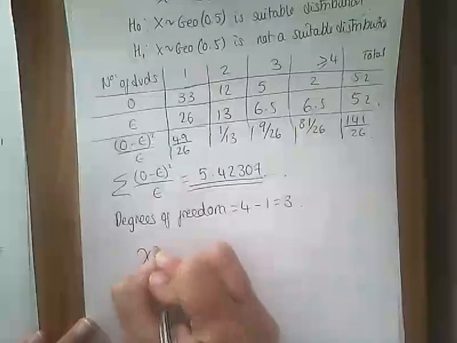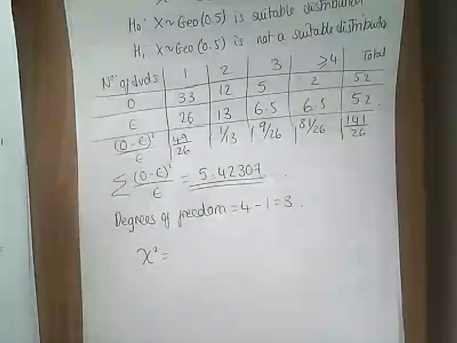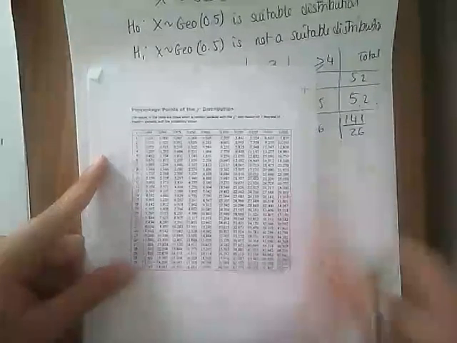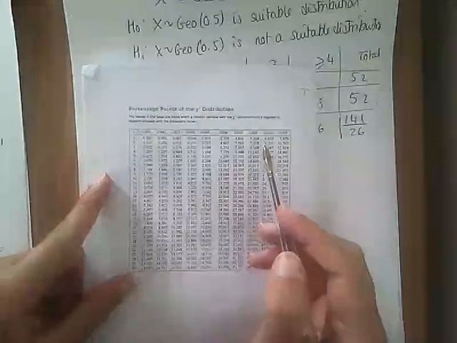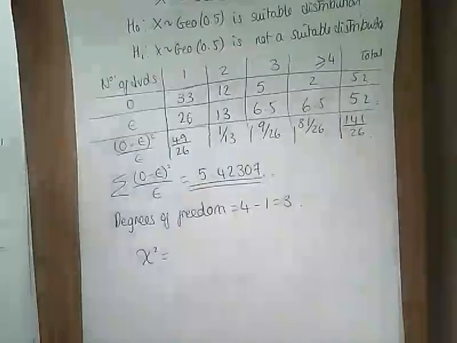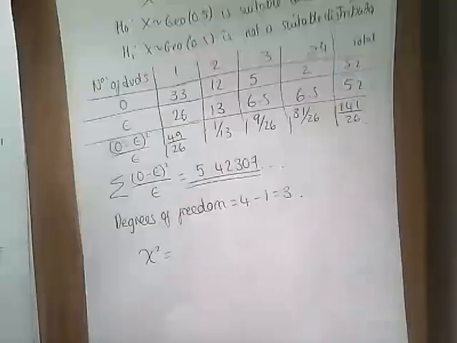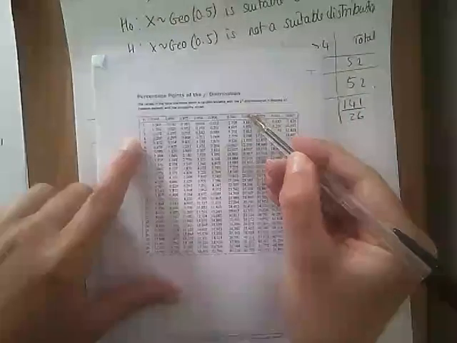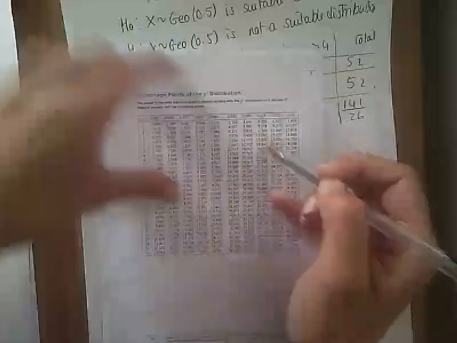Then we need to look up our chi-squared value. Don't forget we're in our table. We are doing this at, I presume, a 5% significance level. Yeah, 5%. So here we are, 5%. Our degrees of freedom is 3, so it's 7.815.